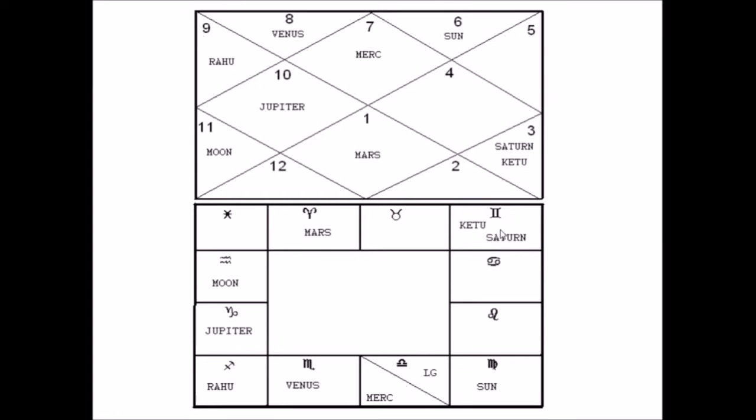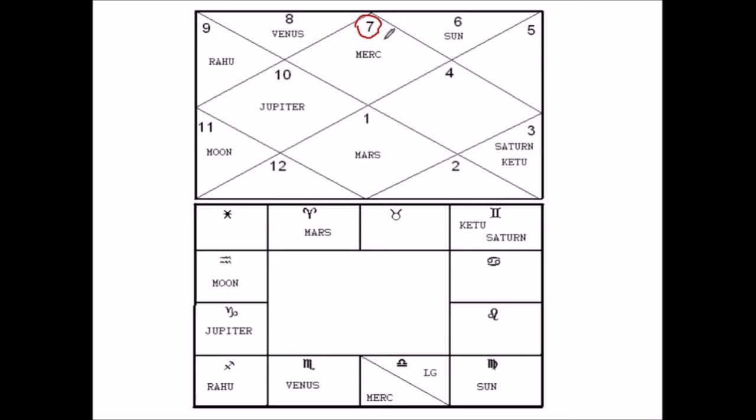So here in the next diagram, you can see how my chart would look in both the North and South Indian formats. Now, you'll notice at the top here where you have the North Indian style chart, that we don't have the number 1 at the top, we have the number 7 at the top. This is very important. That number 7 at the top represents the sign Libra.